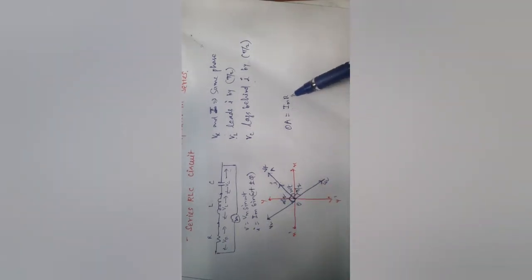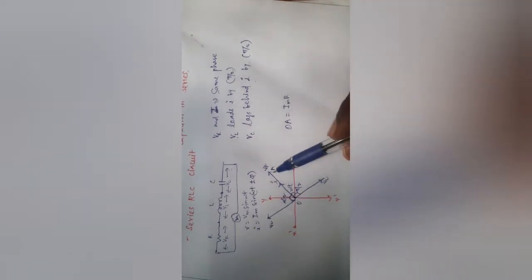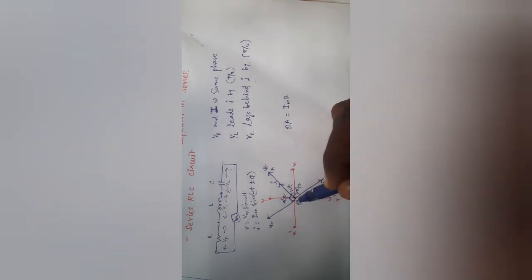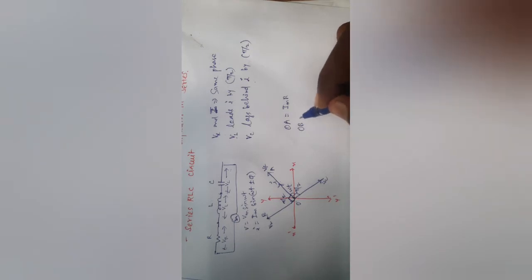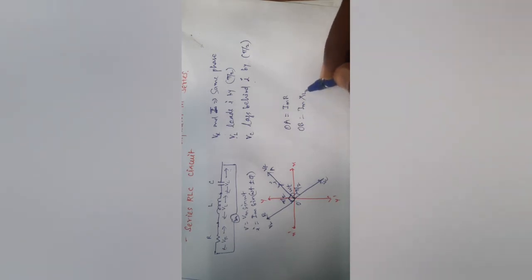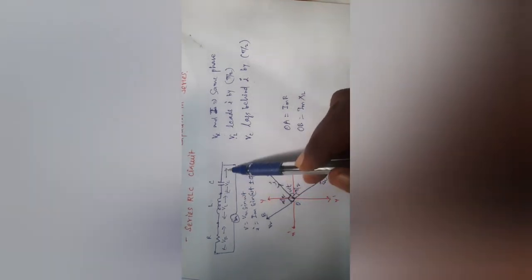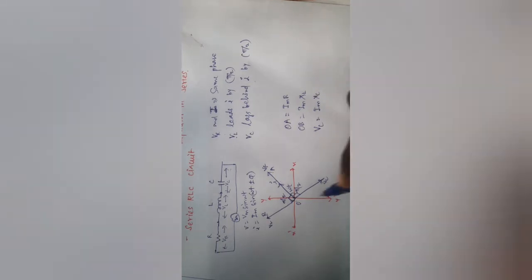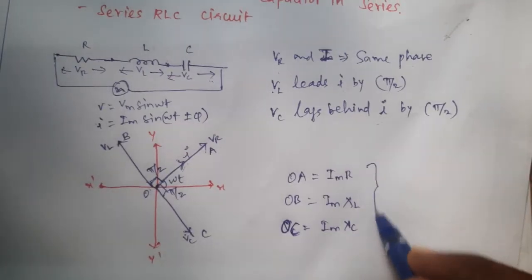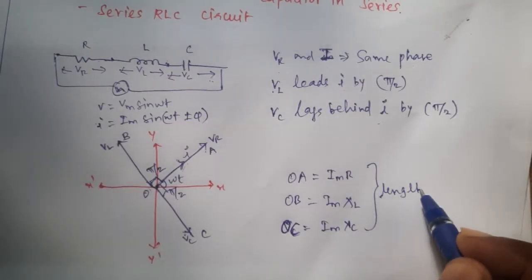The voltage across the resistor is IMR, represented by OA in the diagram. The voltage across the inductor is represented by the phasor OB, that is IMXL. The voltage across the capacitor, VC, is equal to IMXC, represented by OC. These are called the lengths of the phasors.